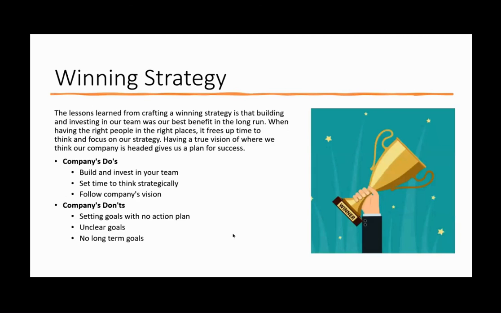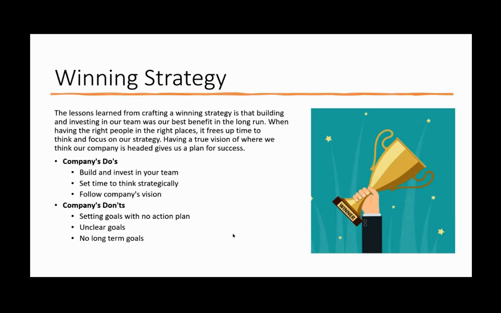All right. Also, the lessons learned with our winning strategy: from crafting a winning strategy, that is building and investing in our team, giving us a benefit in the long run. When having the right people in the right places, it frees up all of our time to focus on our strategy, which is why we have continued to be on top of our competitors for the last couple of years. And also having a true vision on where we are headed gives us the best plan for our success.